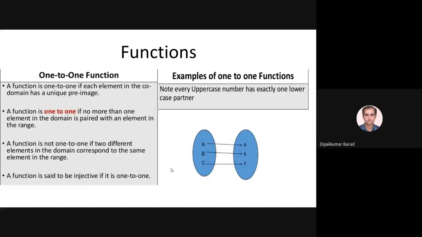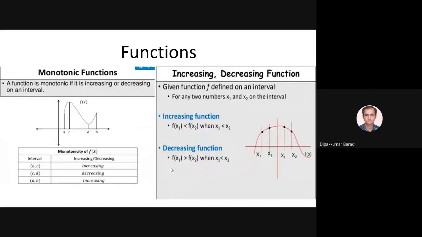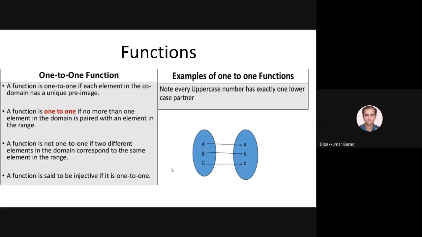Monotonic, decreasing. Now a monotonic function: if the function is increasing or decreasing in the interval, then we call it monotonic. One-to-one functions we have already discussed. A given function is one-to-one if for two distinct elements of the domain, we always get two distinct images in the codomain. Then we can say that the given function is one-to-one or injective.